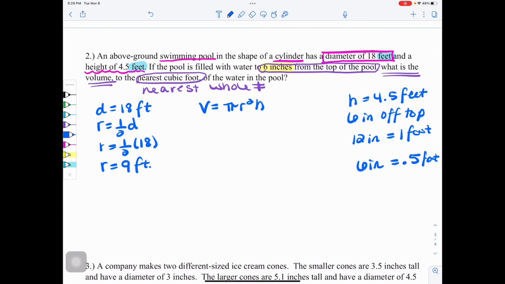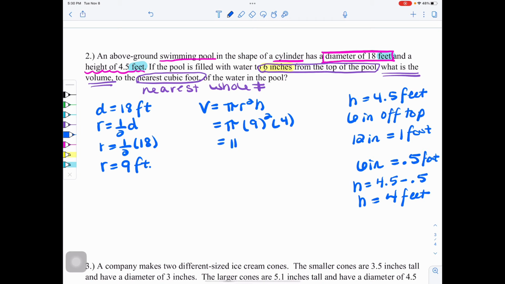So the height that I actually need to use is the height of the pool minus the part we're going to leave without water, which is 0.5, the 6 inches. So that means the height I'm using is actually 4 feet. So now I have everything that I need in order to actually find out how much water is going in the pool. So we have V equals pi. Our radius is 9. So I'm plugging that in. And our height is 4.